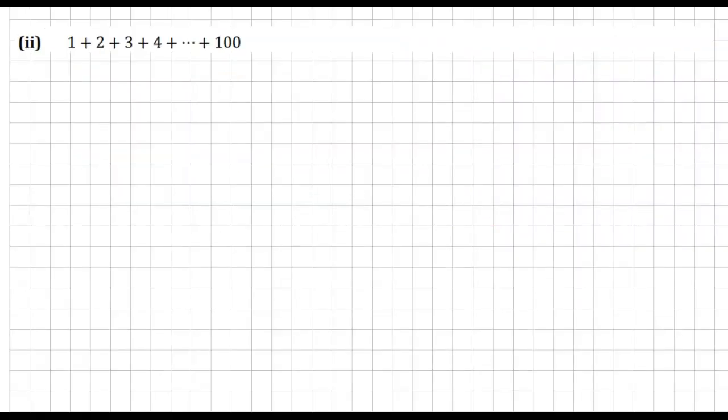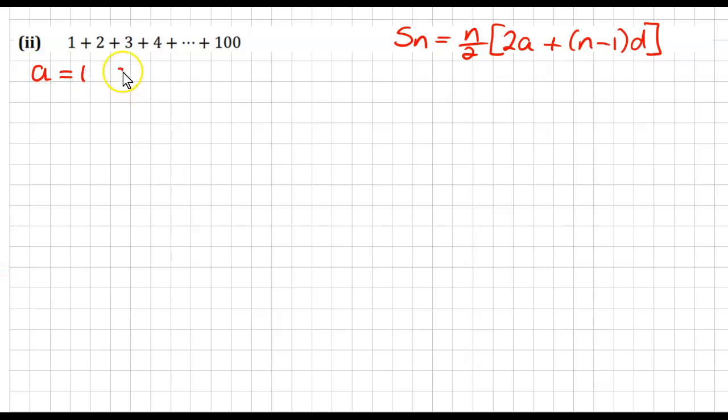Okay, so this time we can clearly see what we need for our formula again: n over 2, 2a plus (n minus 1) times d. Now again, we can see very clearly that a is 1, increasing by 1, so d is 1. This time we don't need to work it out because it's 1, 2, 3, 4, the counting numbers. We can clearly see that n is 100, so we're adding the first 100 natural numbers.